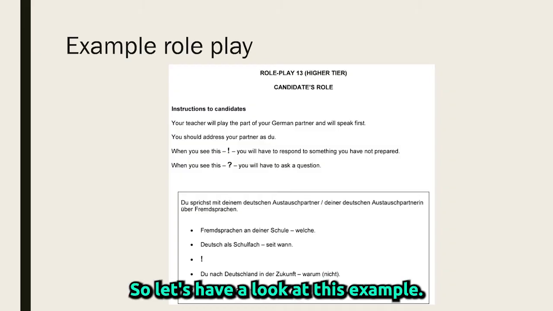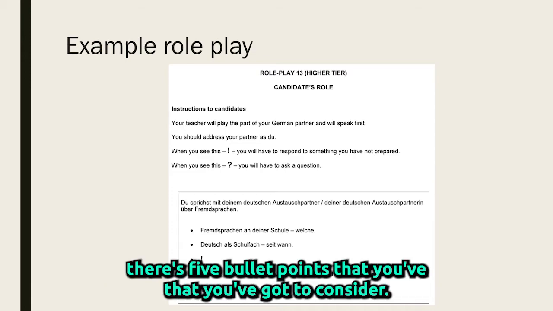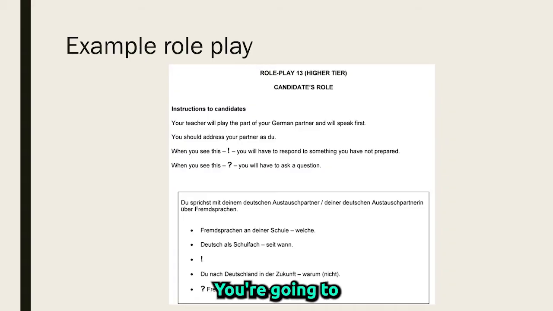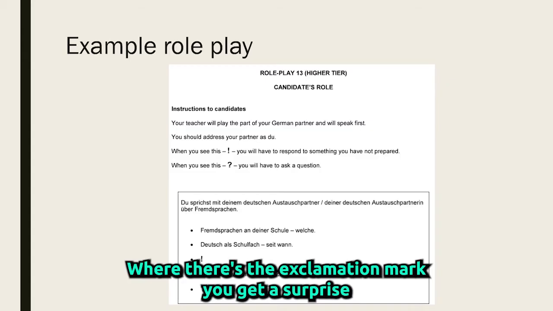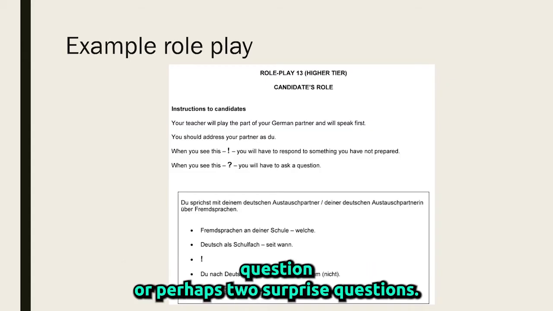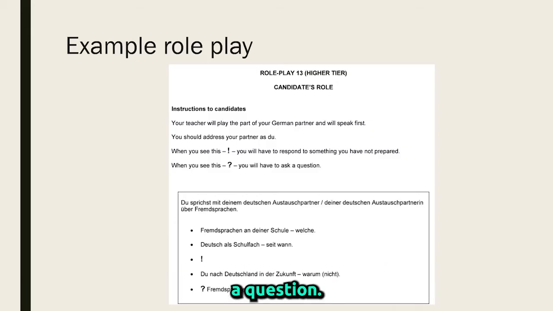So let's have a look at this example role play. You're given this when you walk into the preparation room. There are 5 bullet points that you've got to consider. You're going to answer 3 questions that you've prepared. Where there's the exclamation mark, you get a surprise question, or perhaps 2 surprise questions. And then where you see the question mark, you need to ask the examiner a question.